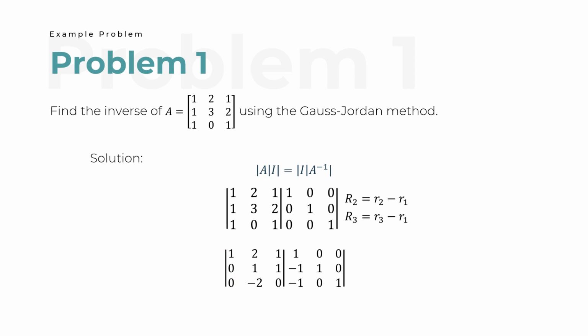Now continuing on the second column, we can identify that the maximum pivot point is already in the correct position, just like the identity matrix. We can now proceed to eliminate the first and third elements of the second column, applying these equations. Row 1 equals R1 minus 2 times R2, row 3 equals R3 plus 2 times R2.